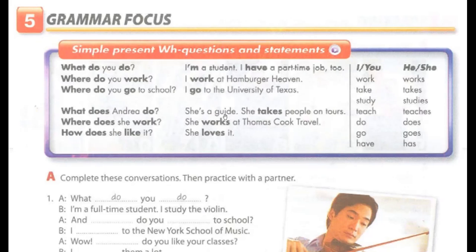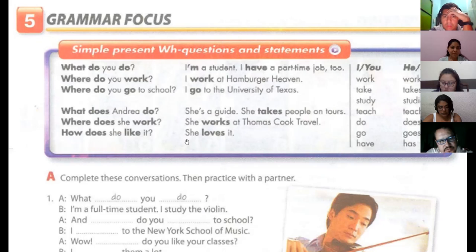Esto es Ana Yancy, right? Ana Yancy is this one, right? Ana Yancy. Okay. All right. So where does she work? She works at Thomas Cook Travel. Thank you. How does she like it? She loves it. In that case, we can say loves it, loves it, loves it. Loves it. Loves it, yes.